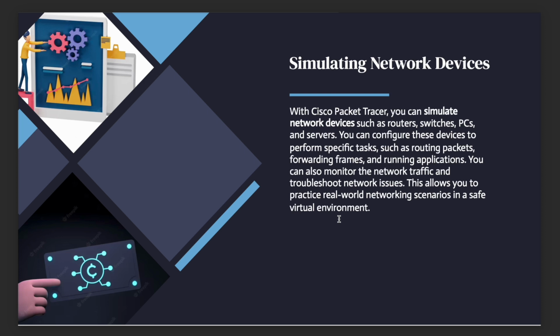Simulating network devices. You can simulate network devices like routers, switches, computers, and servers using Cisco Packet Tracer. These devices can be set up to carry out particular functions including packet routing, frame forwarding, and application executing. Additionally, you may fix network problems and keep an eye on network traffic. As a result, you can practice actual networking situations in a secure virtual setting.